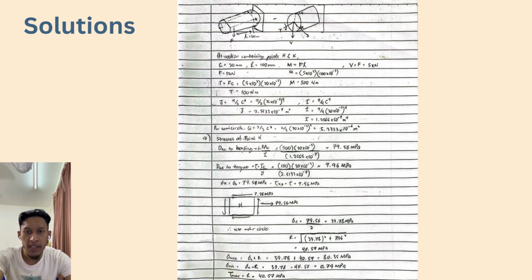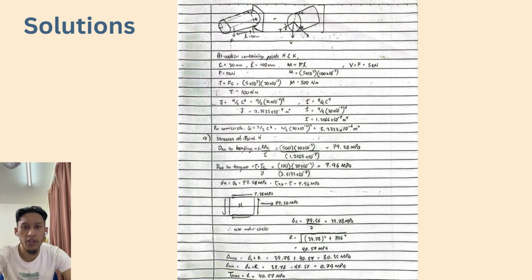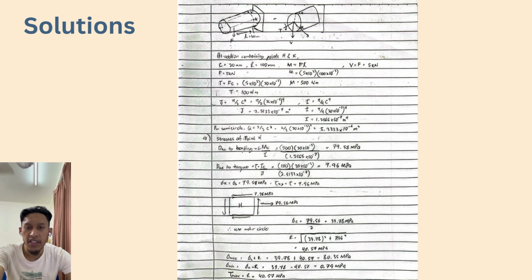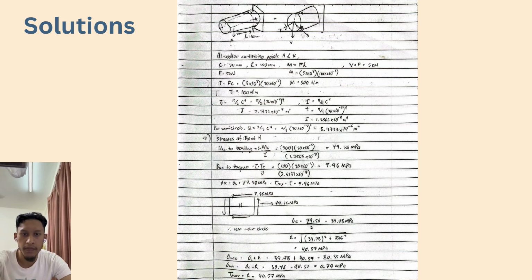And the last one is shear force, V. The vertical force F equal to 5 kN will also cause transverse shear in the cross section. This contributes additional shear stress, which is especially important at point K near the centroid.